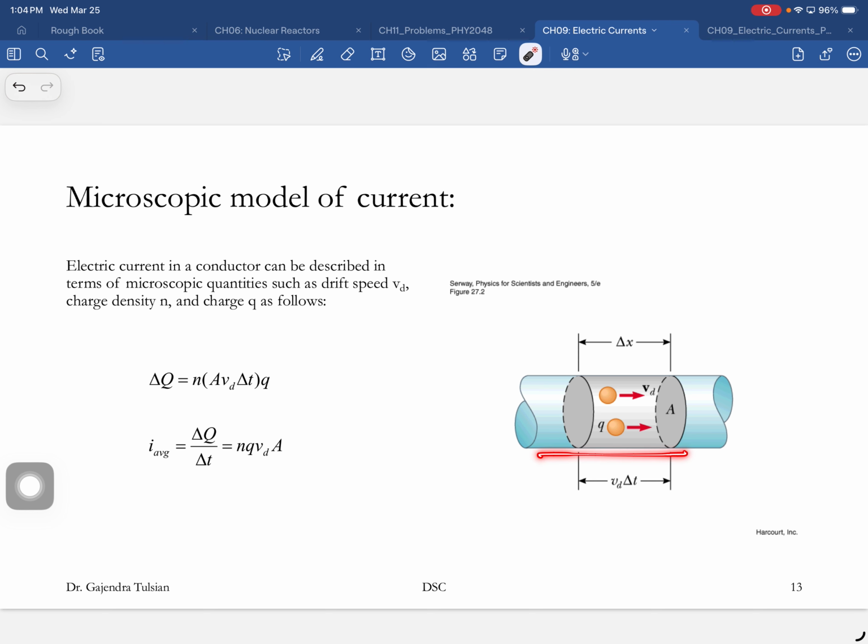So here's a wire, and when a current is passing through this wire, what this equation tells you is N is the free charge density. That's how many free charges there are per unit volume. That's the carrier density.